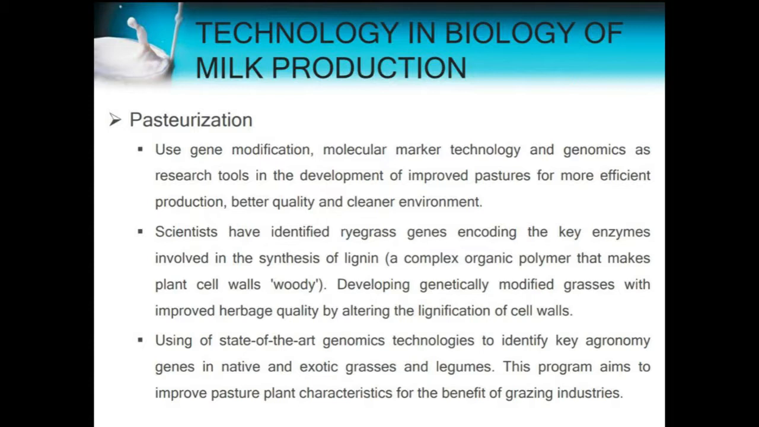Next is technology in biology of milk production. First is pasture. It uses gene modification, molecular marker technology and genomics as research tools in the development of improved pasture for more efficient production, better quality and cleaner environment. Scientists have identified a ryegrass gene encoding the key enzyme involved in the synthesis of lignin, a complex organic polymer that makes plant cell wall woody.